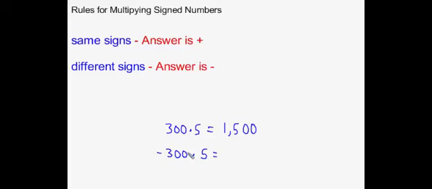The second part of the video will show how to multiply negative 300 times 5. But you should note that since the first number is negative and the second positive, that means they have different signs, and you'll see in the video that the answer, instead of coming out positive 1,500, comes out negative. So it would be negative 1,500.